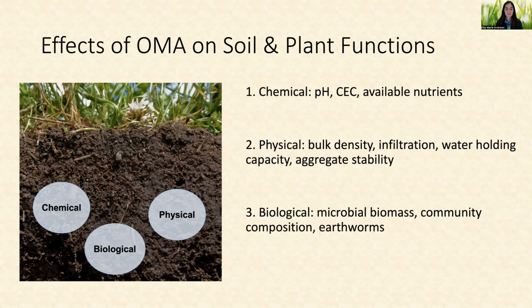So what does this really mean? As some examples of indicators of these different functions, soil chemical indicators include pH, CEC, available nutrients, all the nutrients we discussed that are essential for plant functioning. When we're thinking about soil physical properties, that's more structural. So we're thinking about bulk density or infiltration, the capacity of the soil to hold on to water, the stability of soil aggregates, and that kind of thing. And then when we're getting into biological, we're talking about microbial biomass, microbial community composition. That just means who's there and what are they doing, and of course, earthworms and things like that.